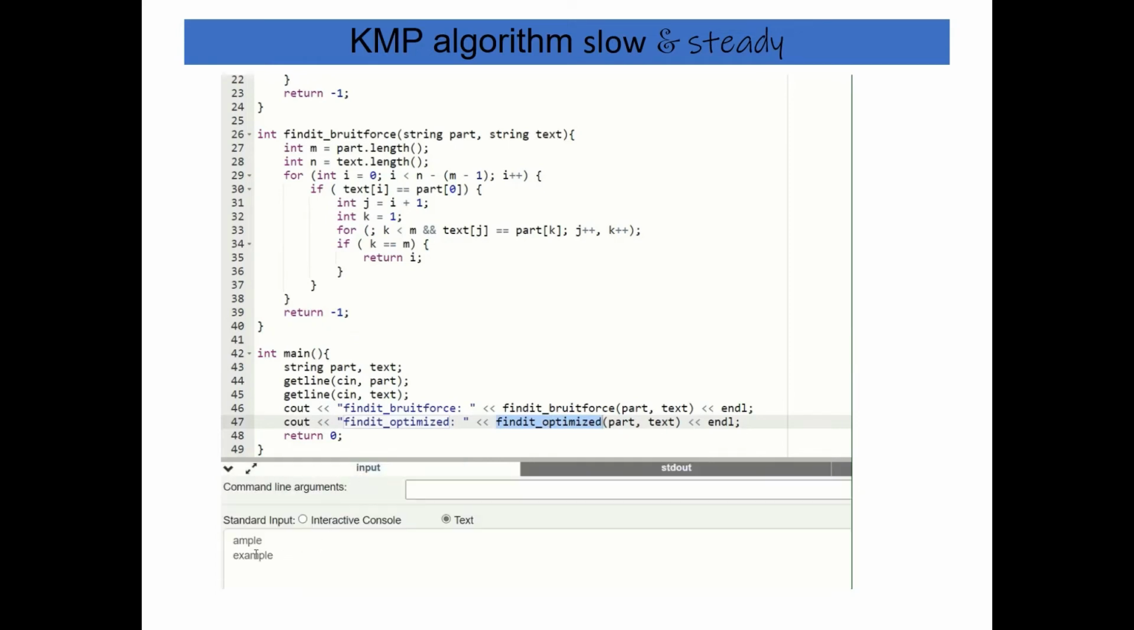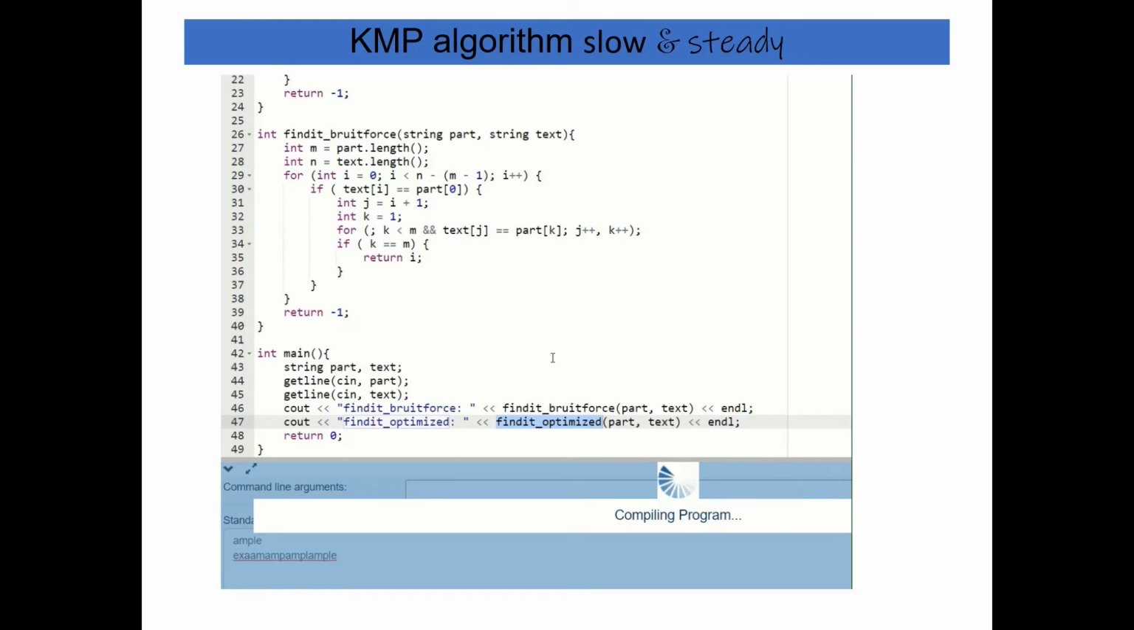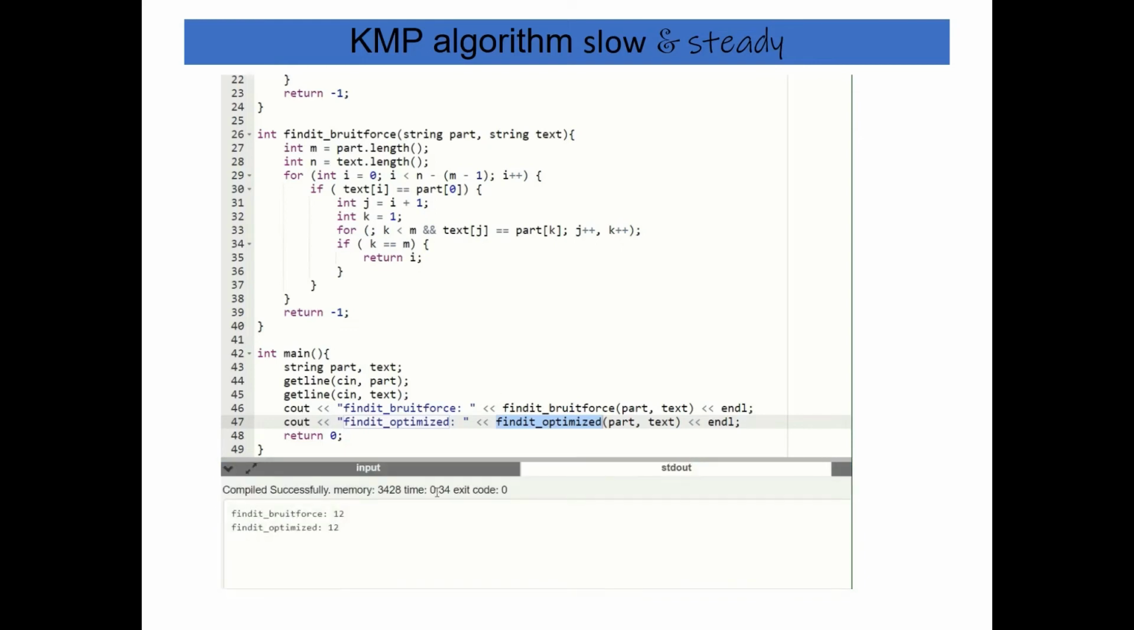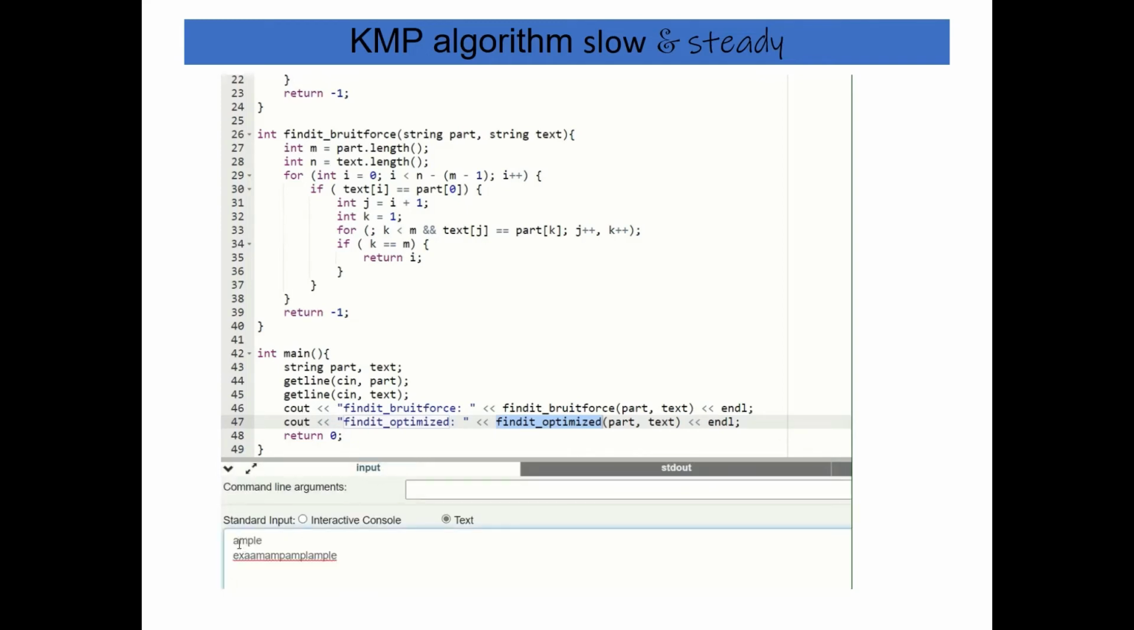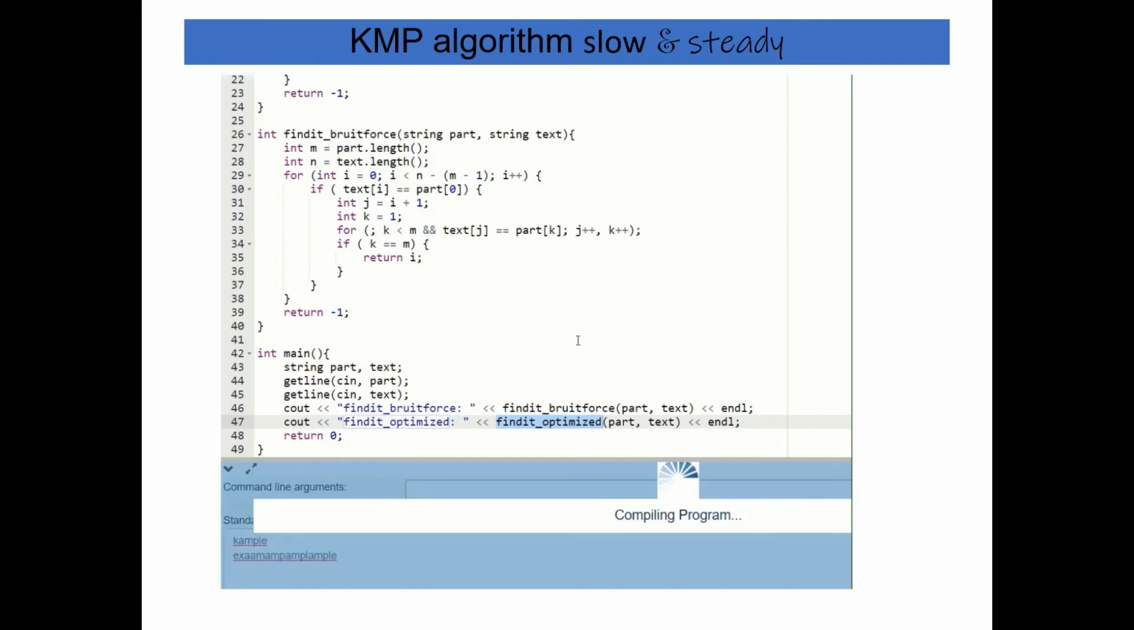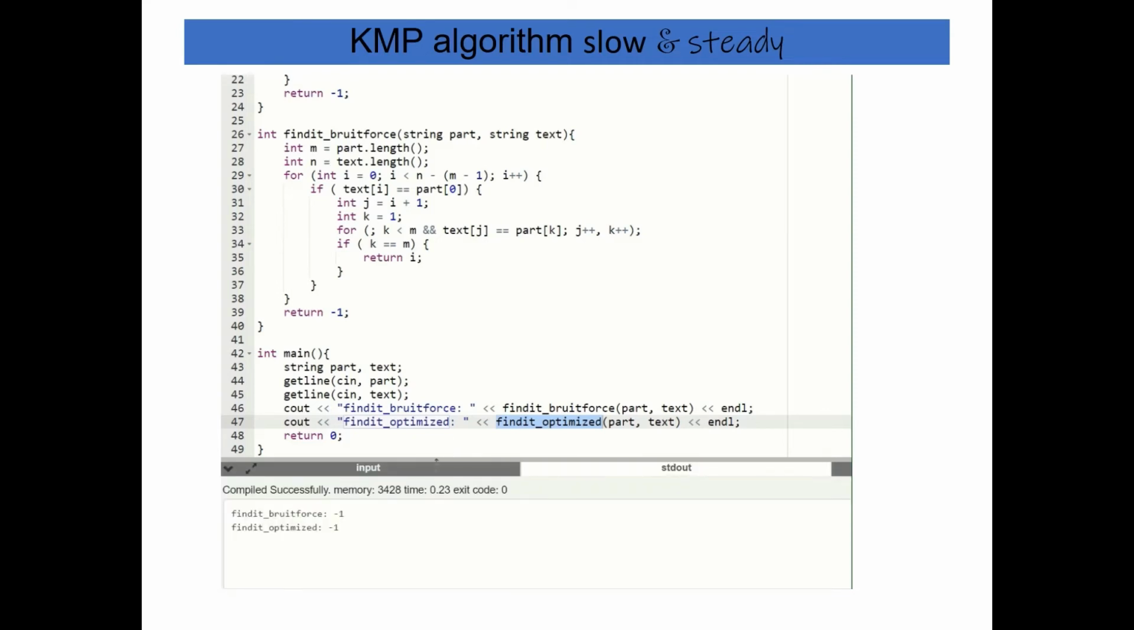Now we can replace it with the other longer example that we had, exam and amp and amp and amp and ample, and then let's see what happens. That seems to work well too. Let's give a negative test case. So we have a string that doesn't match, so both of them should return -1, and that is correct.